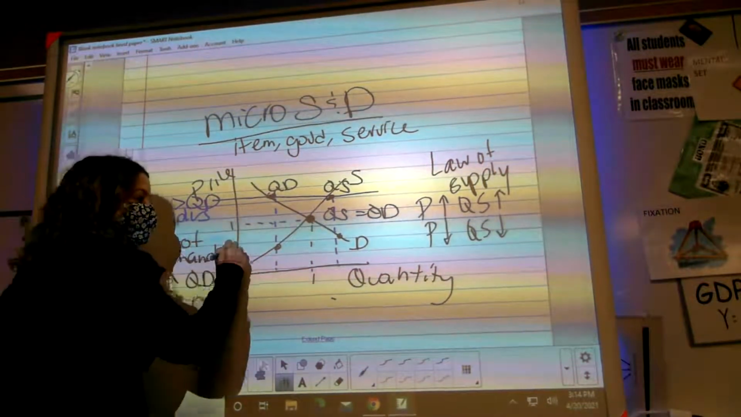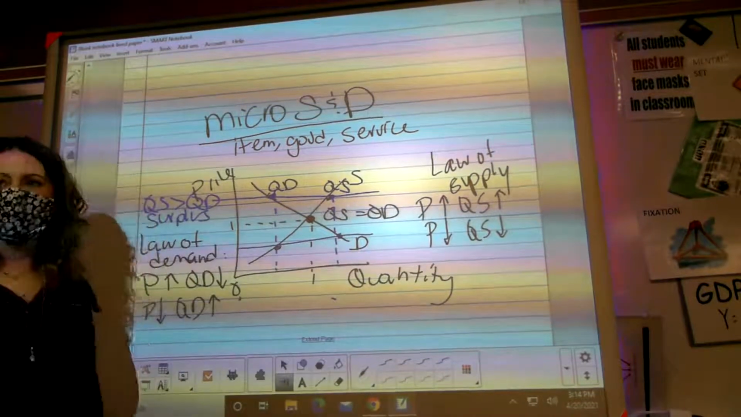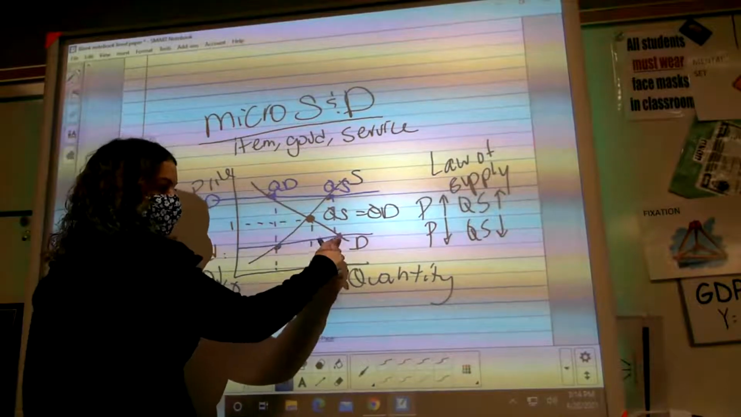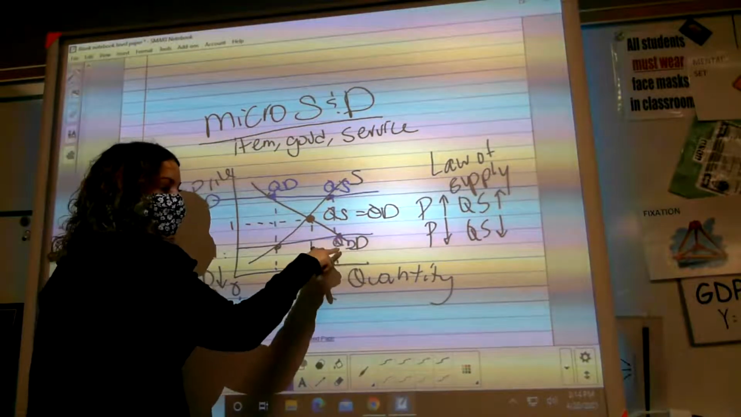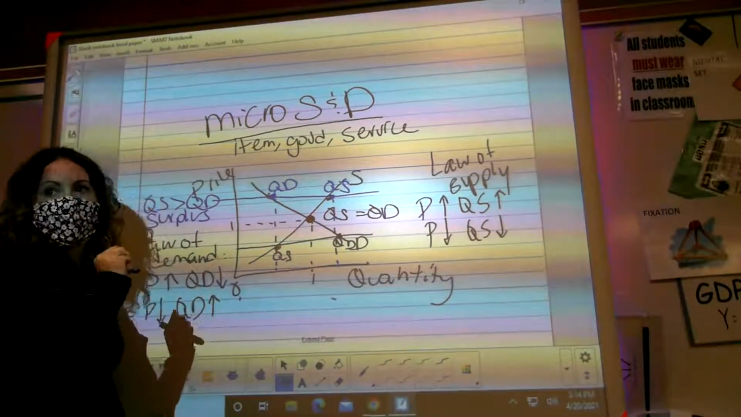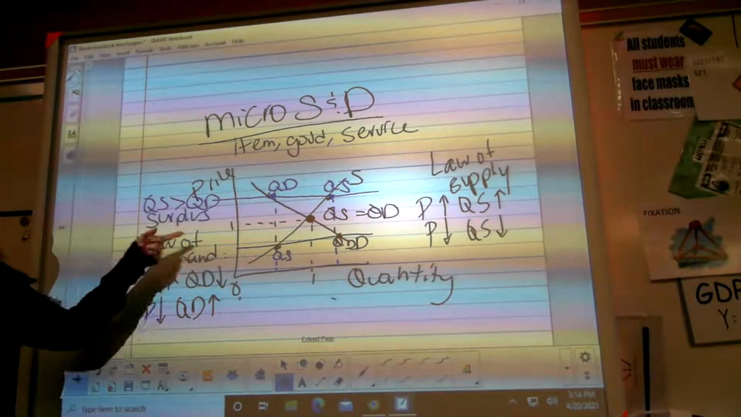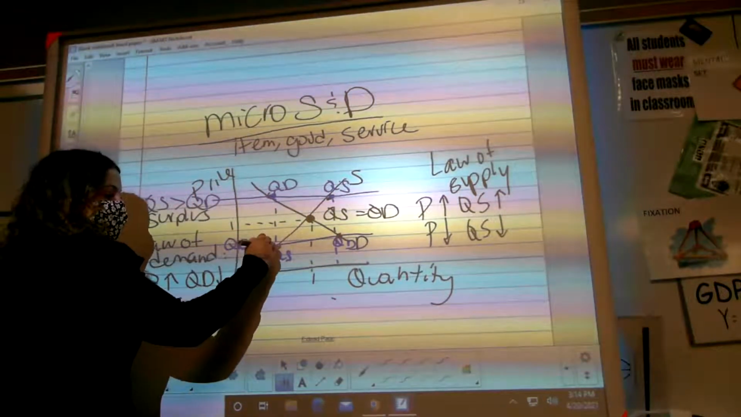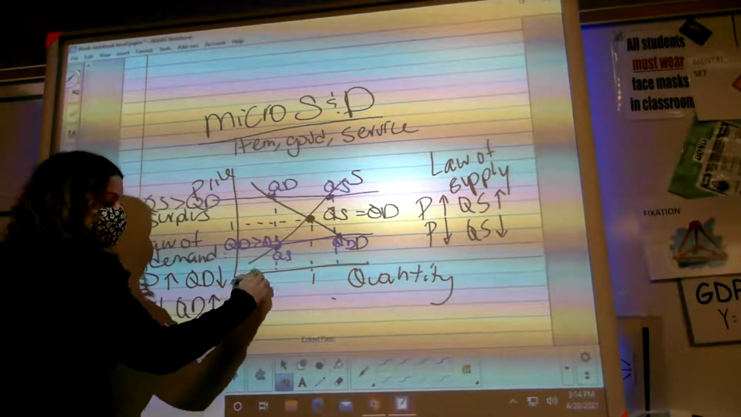If prices are too low, where does it hit the demand curve? Right here, that point right there. Look at all that demand, but very little supply. Now we have a shortage. I want it so much because it's so cheap, but quantity demanded is greater than quantity supplied, and that creates a shortage.